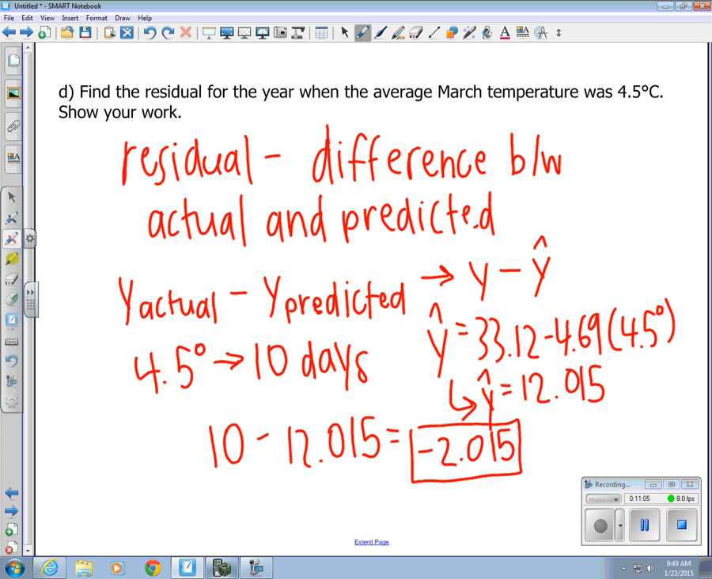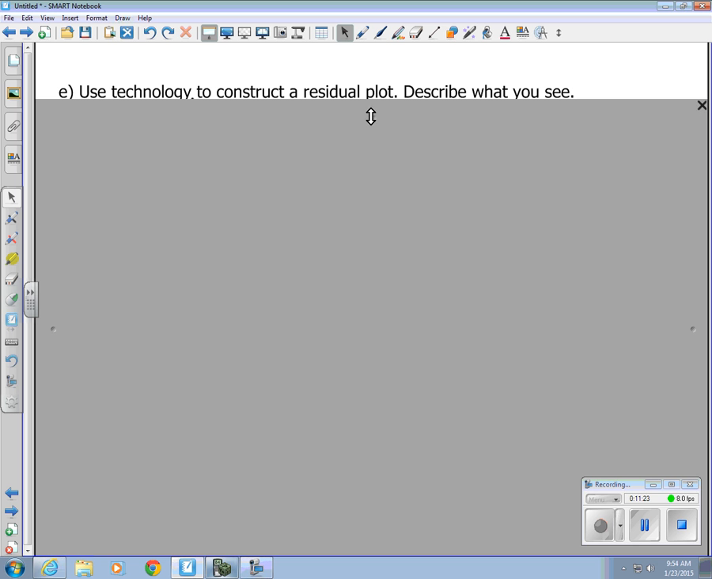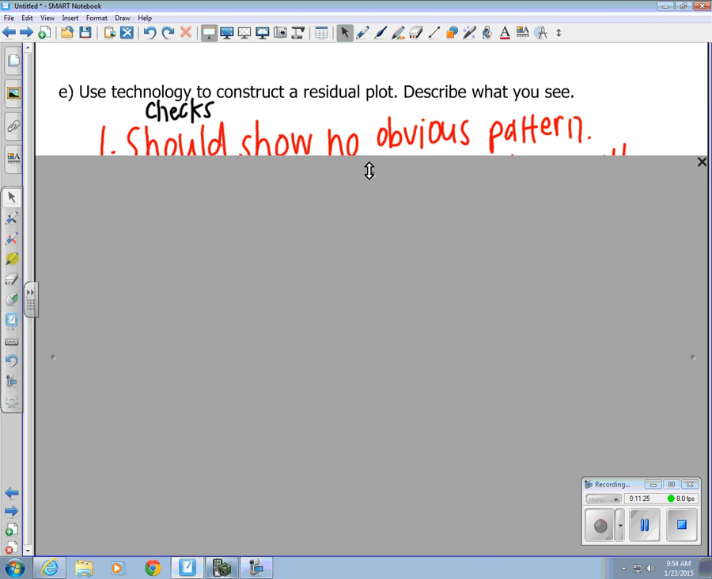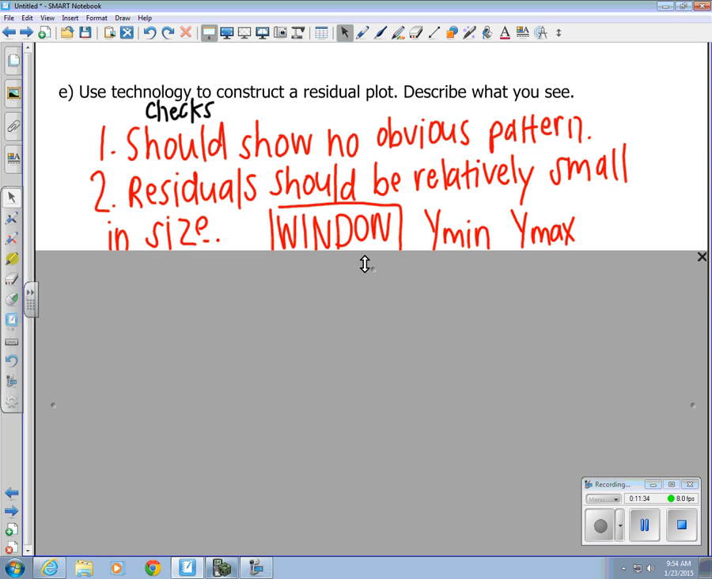Okay, the next part is use technology to construct a residual plot. So basically you have to find all of the residuals for each of the data and then plug that in and graph it. So try and do that and then come back. Okay, so for this there's a couple checks. The first, you should make sure that your residual plot shows no obvious pattern. And the second, the residuals should be relatively small in size. So after you make your plot, you can go into window and make sure your y-min and your y-max aren't too big. They shouldn't be very large numbers at all.